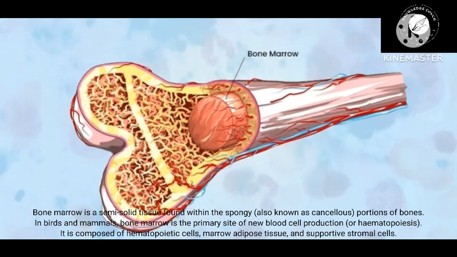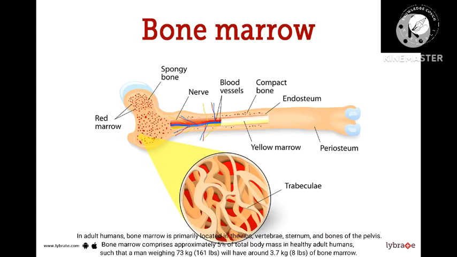In birds and mammals, bone marrow is the primary site of new blood cell production, or hematopoiesis. It is composed of hematopoietic cells, marrow adipose tissue, and supportive stromal cells. In adult humans, bone marrow is primarily located in the ribs, vertebrae, sternum, and bones of the pelvis. Bone marrow comprises approximately 5% of total body mass in healthy adult humans, such that a man weighing 73 kilograms, 161 pounds, will have around 3.7 kilograms, 8 pounds, of bone marrow.